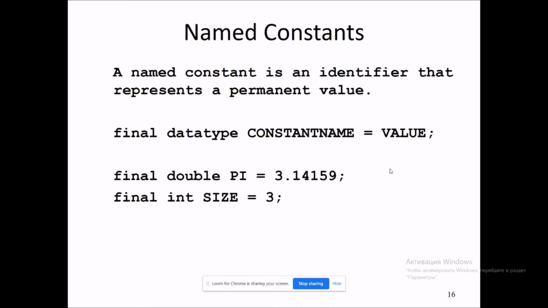Named constants. A named constant is an identifier that represents a permanent value. For example, here: final data type constant name is equal to value. It means that, for example, if we say final double PI is equal to 3.14159, it means that the value of PI cannot be changed after you have assigned it as a final. The same thing for the size.